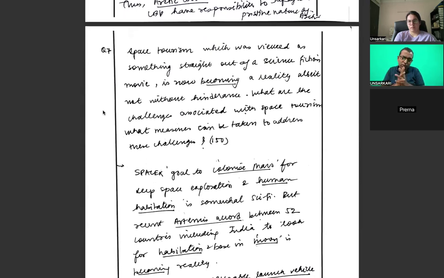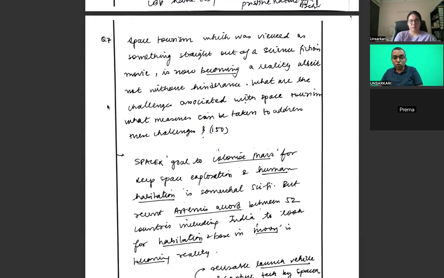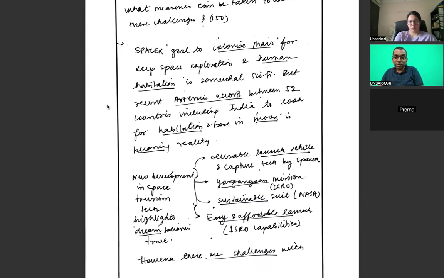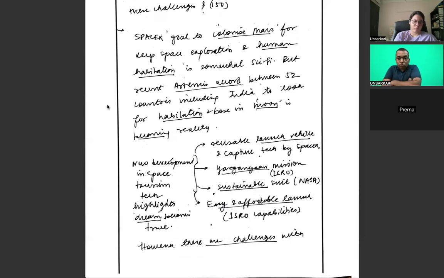a little bit more to an appropriate level. Space tourism is a reality. So SpaceX's goal to colonize Mars for deep space exploration and human habitation is somewhat sci-fi. But the recent Artemis Accords among 52 countries, including India, aim at lunar habitation bases and are becoming reality. So the Artemis Accords are an important point over here.